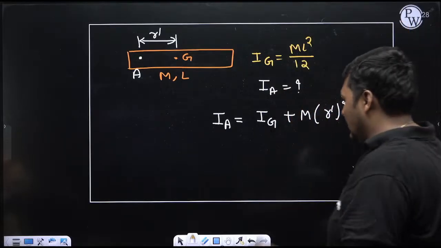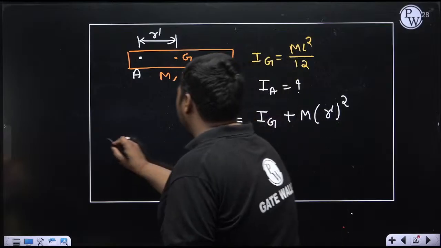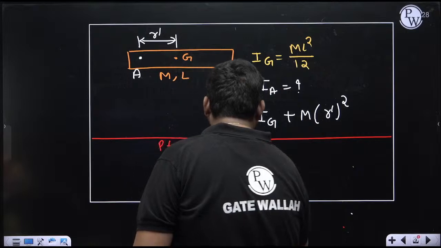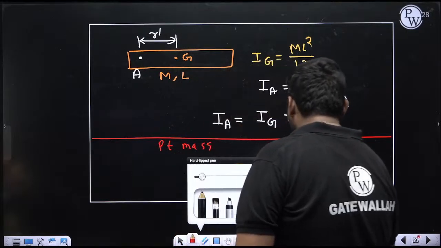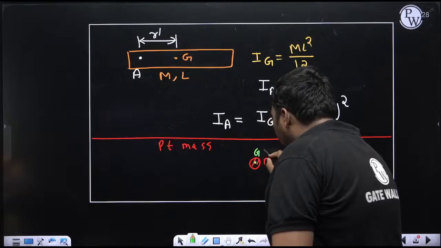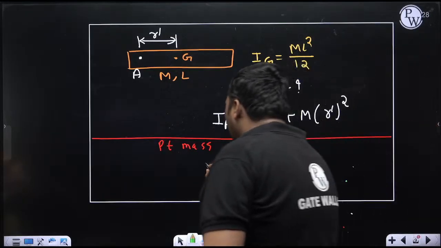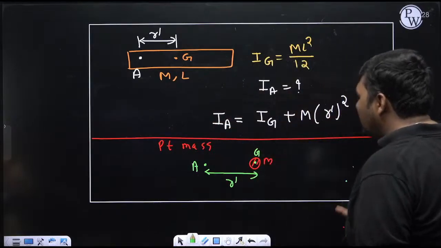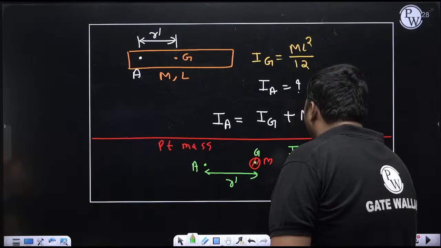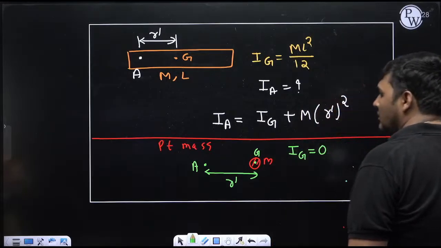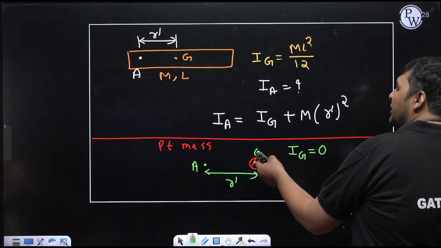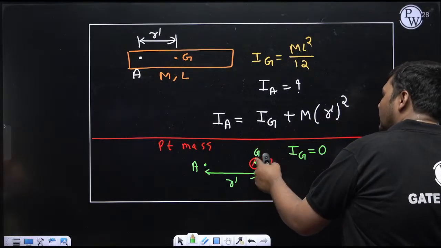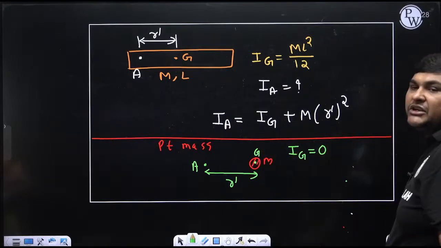Yes. Now, similarly for a point mass, the formula is very simple. Suppose this is a point mass, which is small m. Point mass means the mass of this point mass is concentrated at a single point, and this is also the center of gravity of the point mass. Now, suppose I want to calculate mass inertia about point A, and this distance is r dash. First of all, you can directly remember that the mass inertia of a point mass about its center of gravity will always be 0. Reason: because the point mass is concentrated at one point, and that point is also the center of gravity. So its mass inertia about the center of gravity will always be 0.